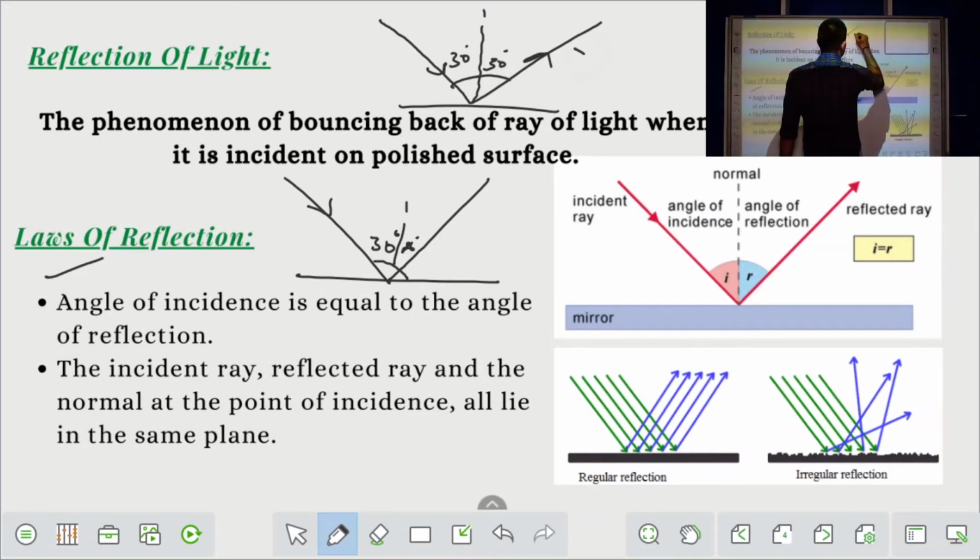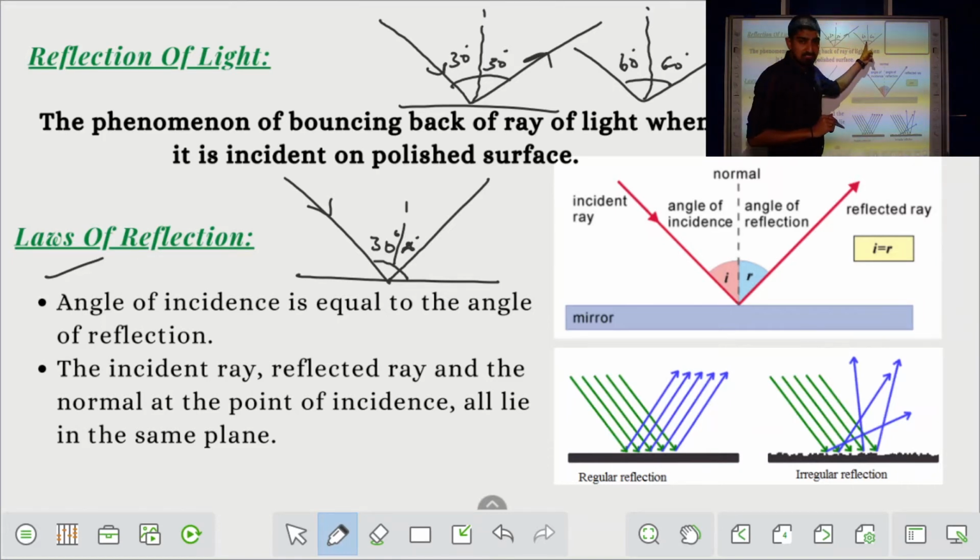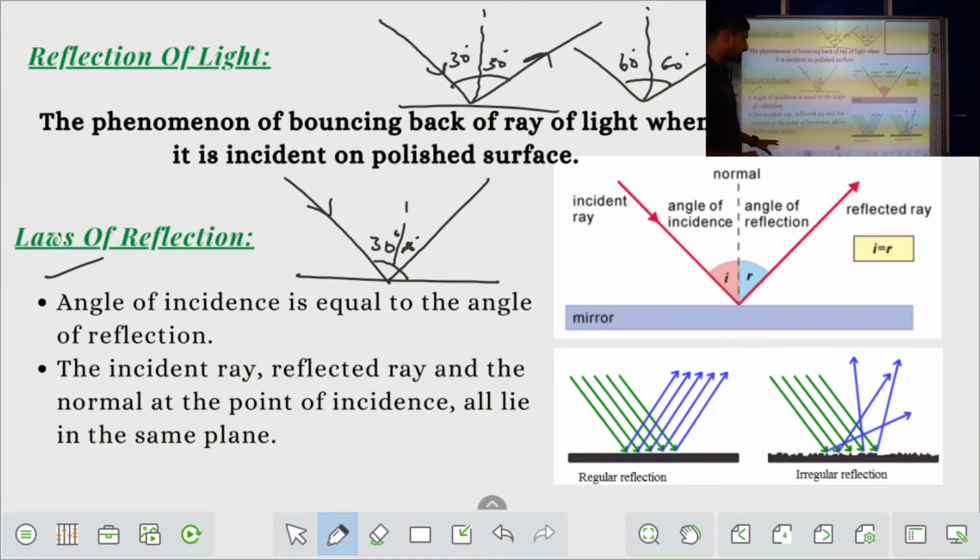In case you say 120, the whole angle is 120, so you divide this, it becomes 60 here, 60 here. So that's how whatever angle of incidence there is, the same angle of reflection will also be there. That's the law of reflection. The second law says the incident ray, the reflected ray and the normal at the point of incidence all lie in the same plane.